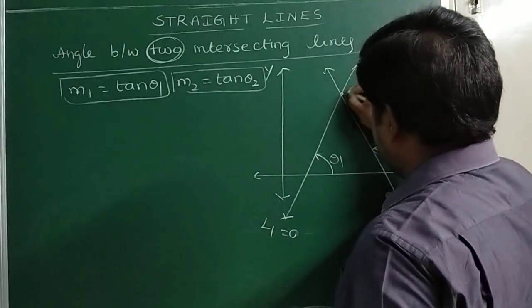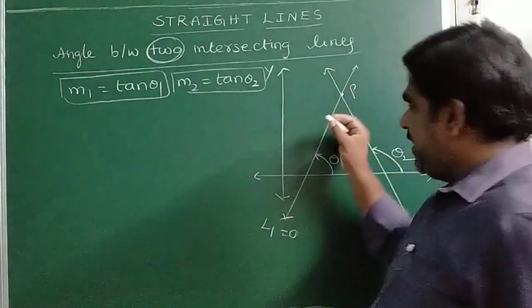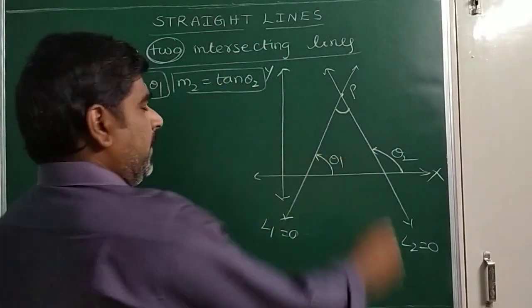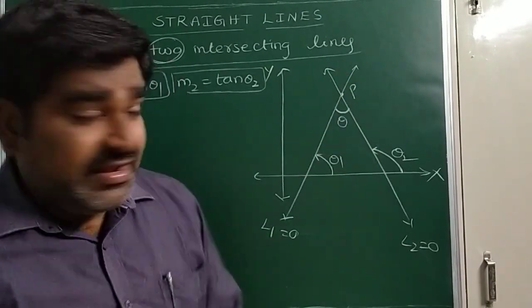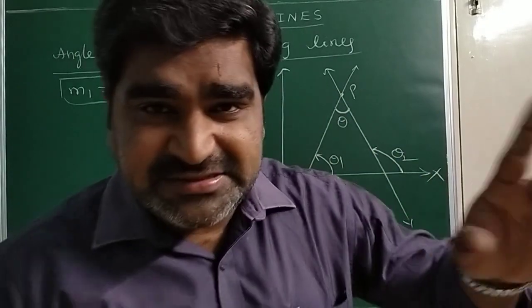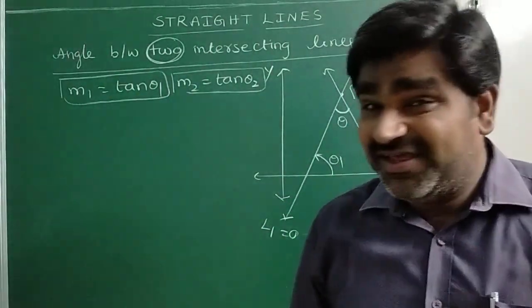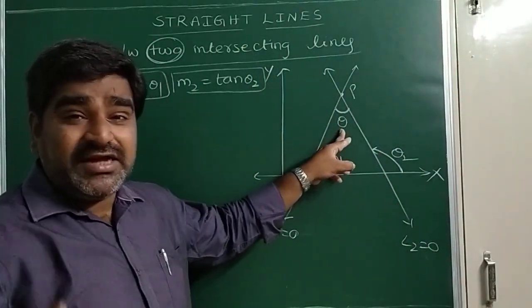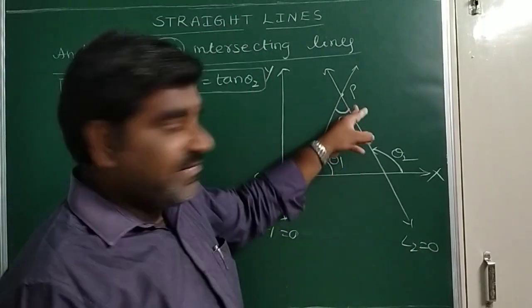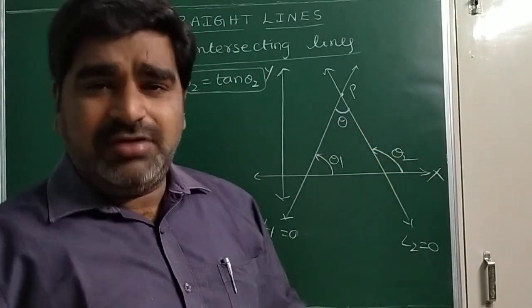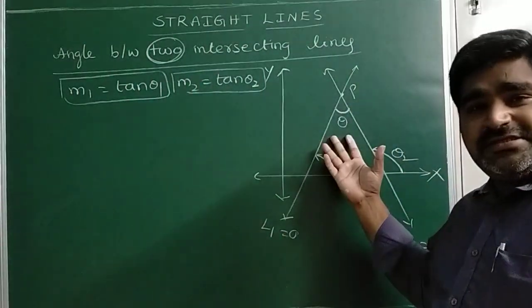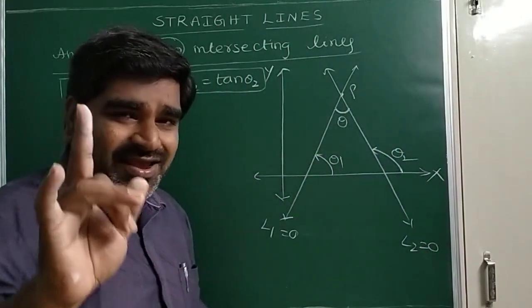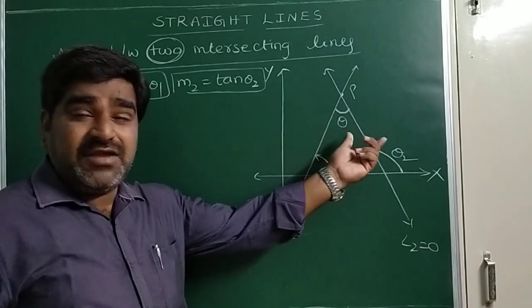Now the two straight lines are intersecting at a particular point P, and now this is the angle between the two straight lines. Let us say that is theta. What is theta? Is theta the inclination? No, here this theta is not the inclination. Very important point. This theta is the angle between the two intersecting lines. That is not at all an inclination.